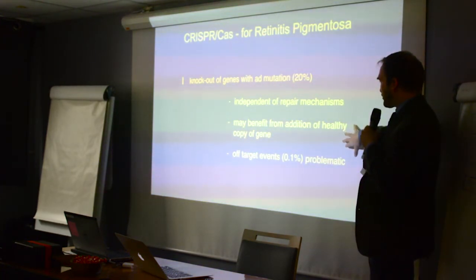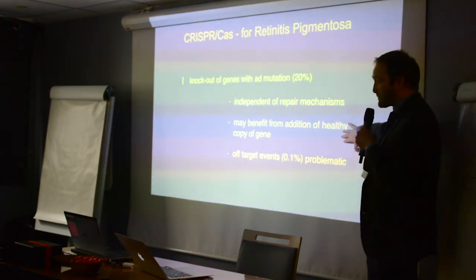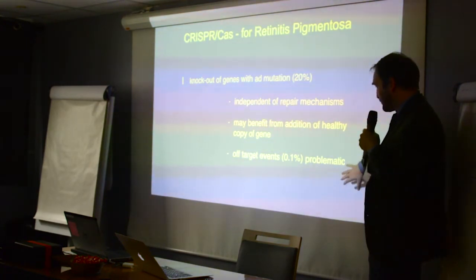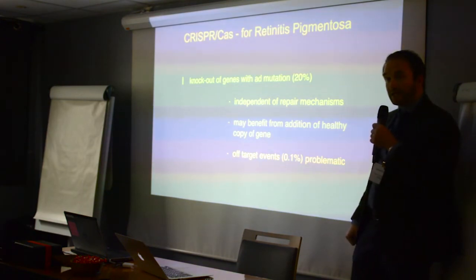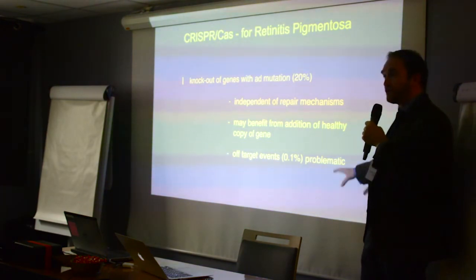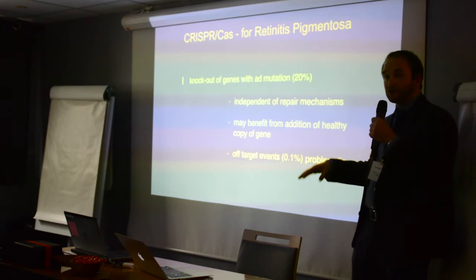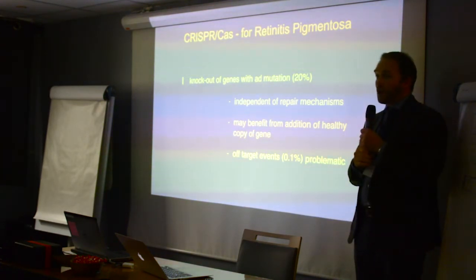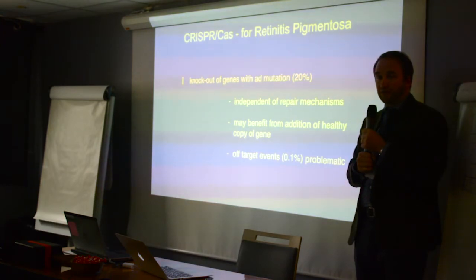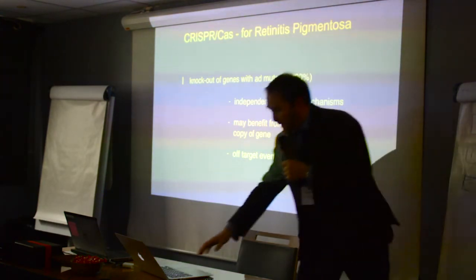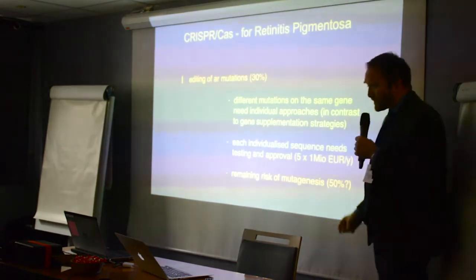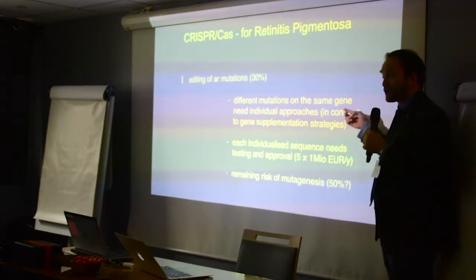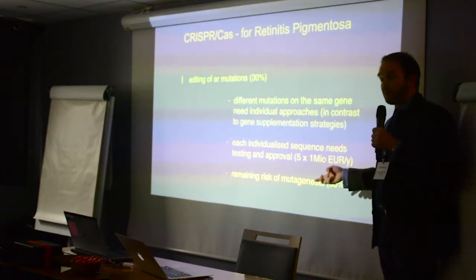You may benefit from addition of a healthy copy of the gene, and the off-target effects are problematic. In previous papers, they showed the risk is about 1 in 1,000. So I'm very surprised that the previous speaker mentioned that there is no off-target effects being found in that case. Now, with autosomal recessive mutations, it's much more tricky, right?